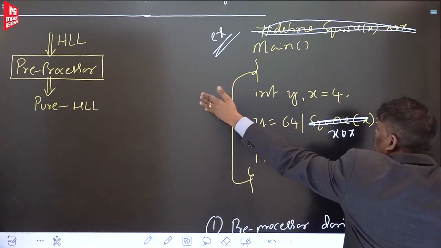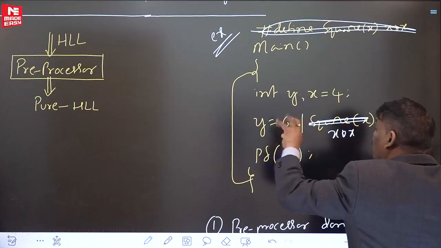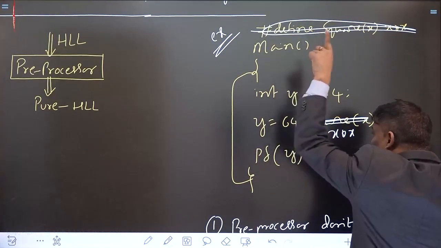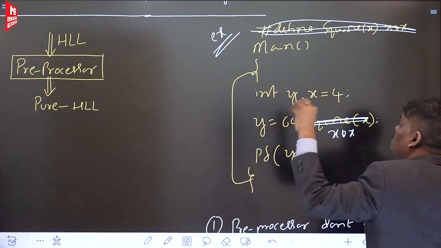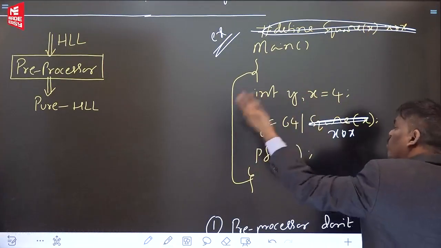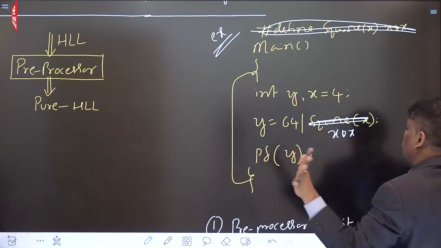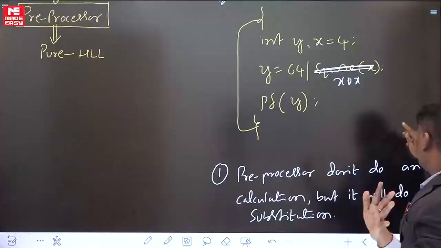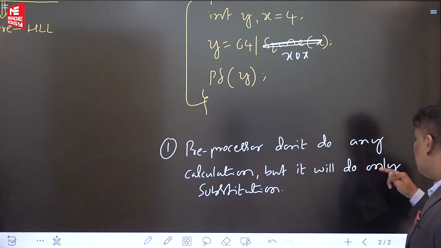One more functionality: I use the printf function, but I don't write its code. I say where that code is. The preprocessor will go there, bring that code, and add it inside our program. That is one more functionality of the preprocessor. Indirectly or directly, it replaces shortcut by actual. The preprocessor doesn't do any calculation, but it will do only substitution.